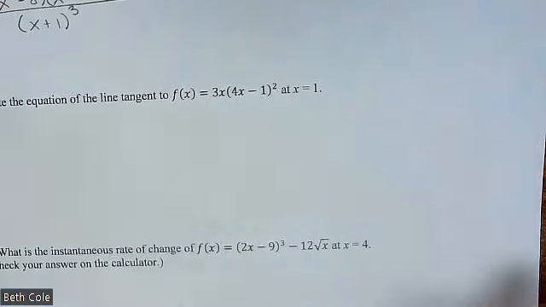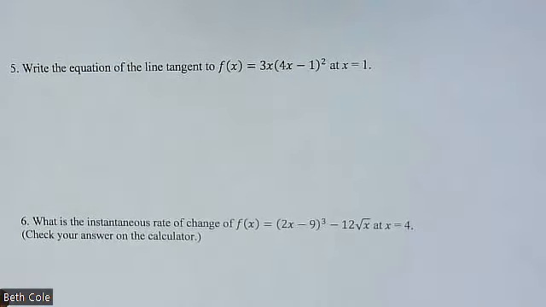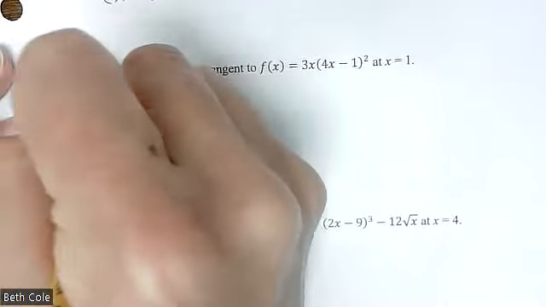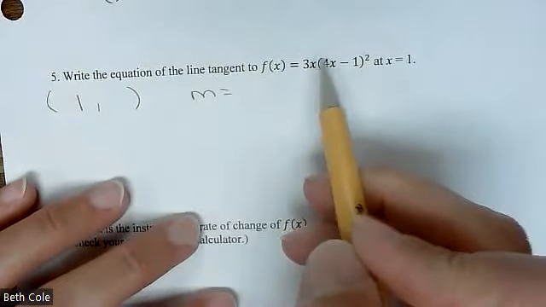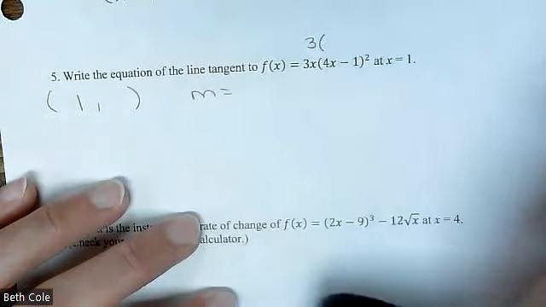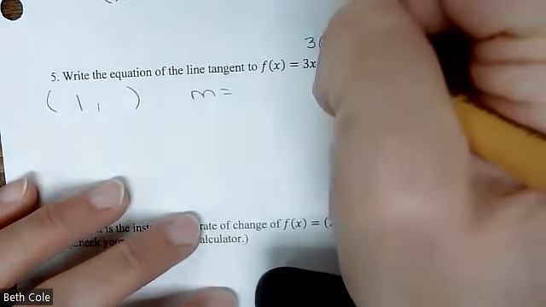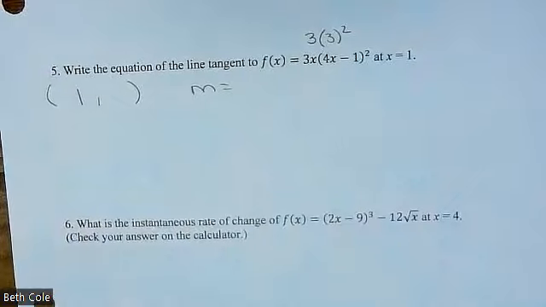All right, write an equation. What 2 things do you need? All right, good. Point and slope. Your point is going to be 1, something. How do you get the something? Plug it in. If you plug in 1, that's going to give you 3 times 3 squared. So 27, good.